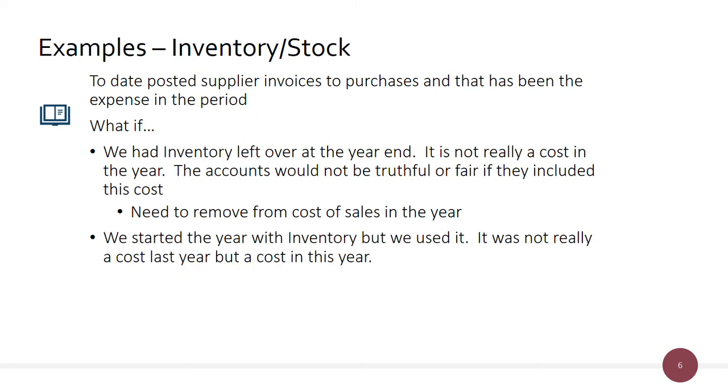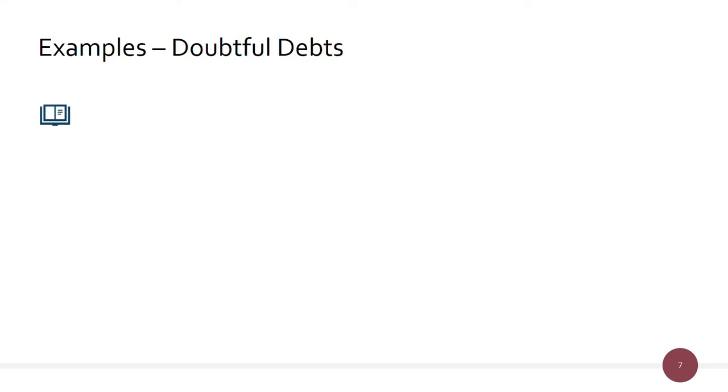Now what if also as well we started the year with some of this stock, but we actually used it in the year? Then really that wasn't a cost in last year, it was a cost in this year. So we need to move that opening stock cost into the sales for the year that they actually relate to. So we've got inventory or stock that we're going to have to adjust, because otherwise our accounts won't be truthful or fair.